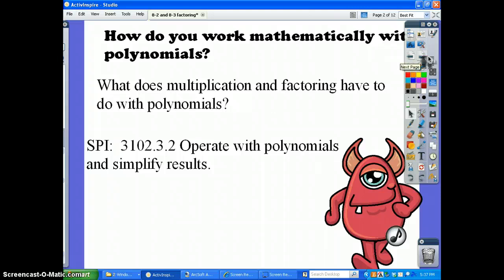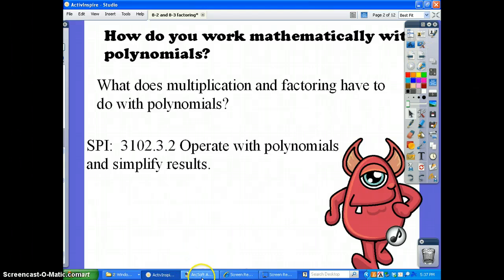But I just want to get started today and give you a lesson on this, and hopefully help you out a little bit as we work through some problems. How do you work mathematically with polynomials is our essential question. The lesson essential question is, what does multiplication and factoring have to do with polynomials? We're going to work through all that. The SPI: operate with polynomials and simplify results. Those are the things we're going to deal with in the next little while.